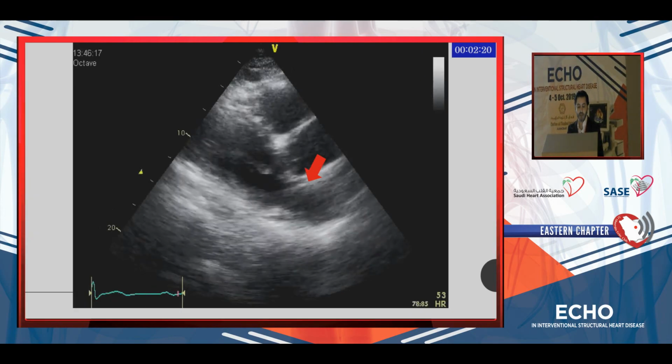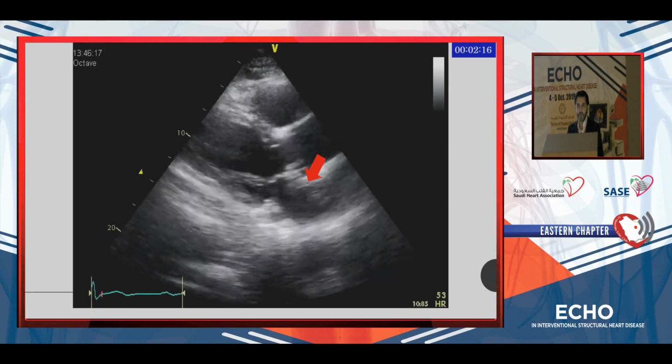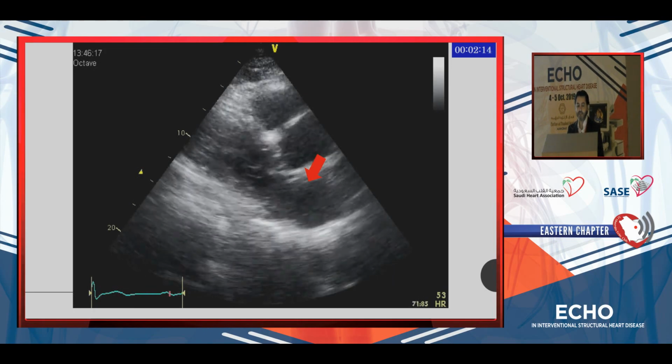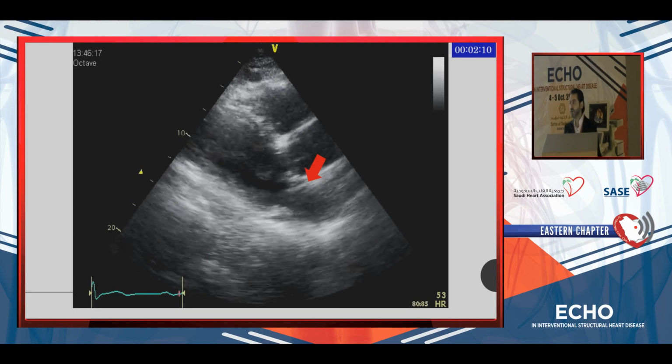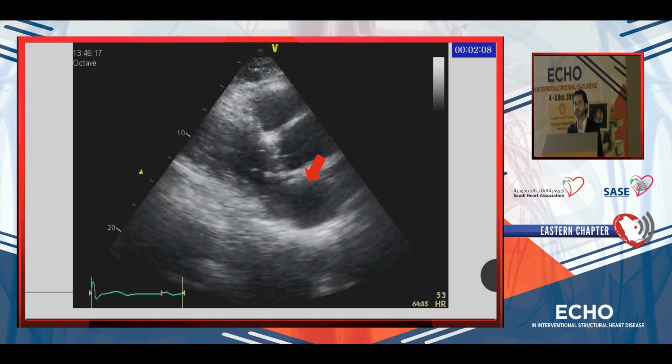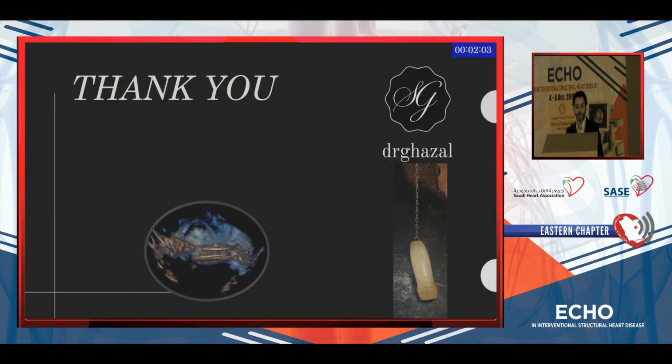I'm almost done. This is my last slide. Do you know what this is? This circular structure in the left atrium. This is an atrial septal aneurysm. If you look at it from an en face view, it will look like this. And thank you very much.